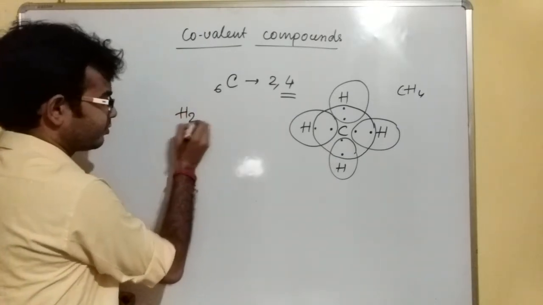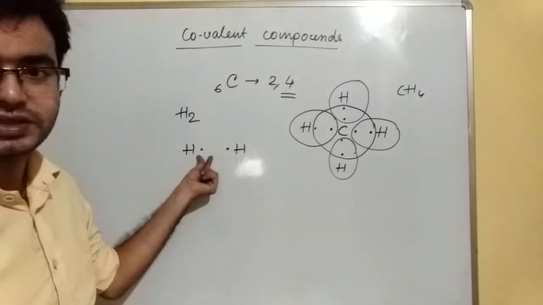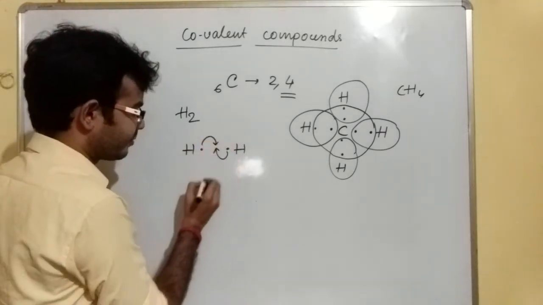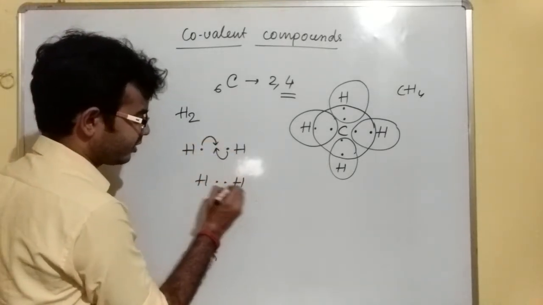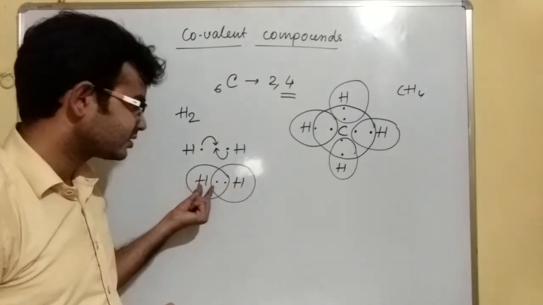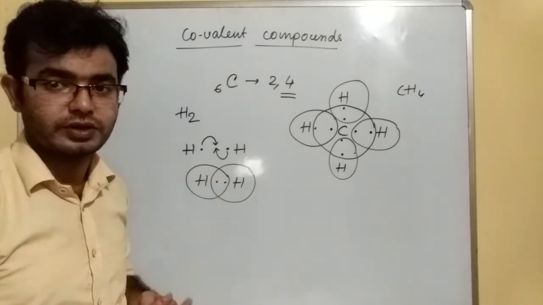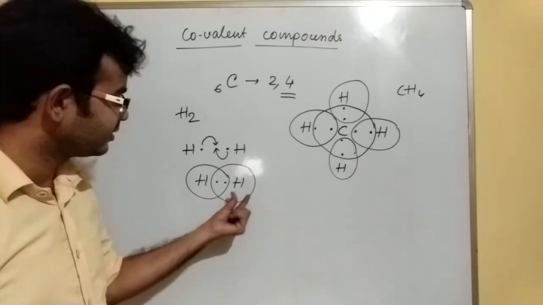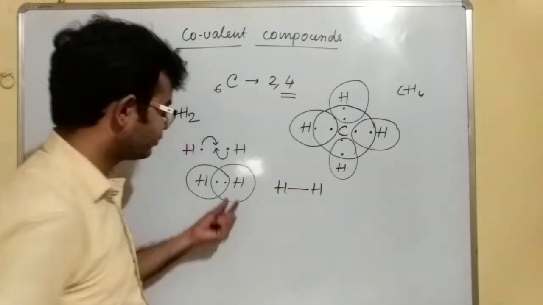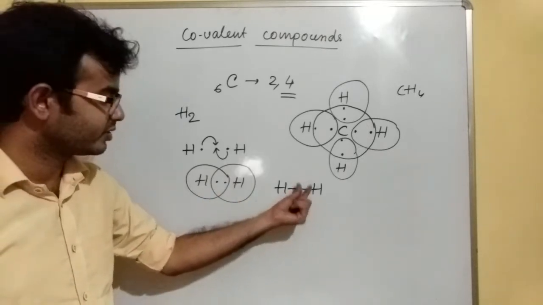Suppose we take the example of H2, then two hydrogen atoms are there. Now this hydrogen contains one valence electron, and this hydrogen also contains one valence electron. So each will donate one electron, and they will form an electron pair here, and both of them use this electron pair. Now the valence electrons of hydrogen are 2, and the first shell of hydrogen is filled by 2 electrons. So the first shell of both hydrogens is filled. Both will share this electron pair and form a single bond. So this one is the covalent bond.